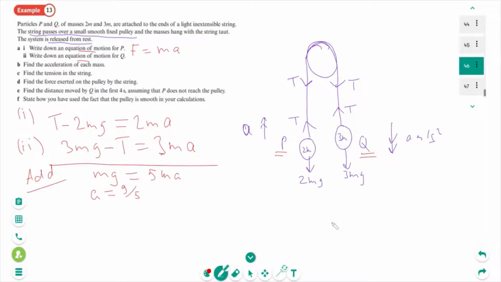If you want to work it out on a calculator, it's about 2.0. We round it, 2.0 meters per second squared. So that's the exact value, g over 5. Any questions on how I got the equations? How I solved to find a?